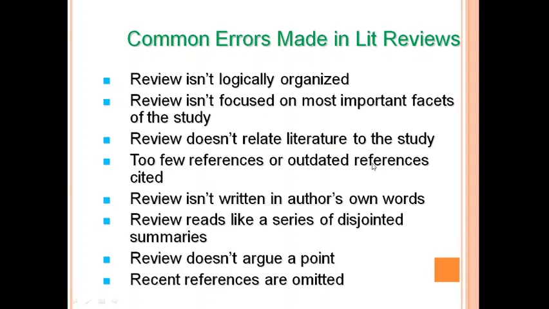Another error is too few references or outdated references. You should have, I think, around 25 to 40, or maybe depending upon the conference 15 to 25 or 30 references for a review paper. You may have 50 to 100 references also, but for a research paper you may have 15 to 25 references, and they should not be outdated references, but should be based on the latest work done in our area.